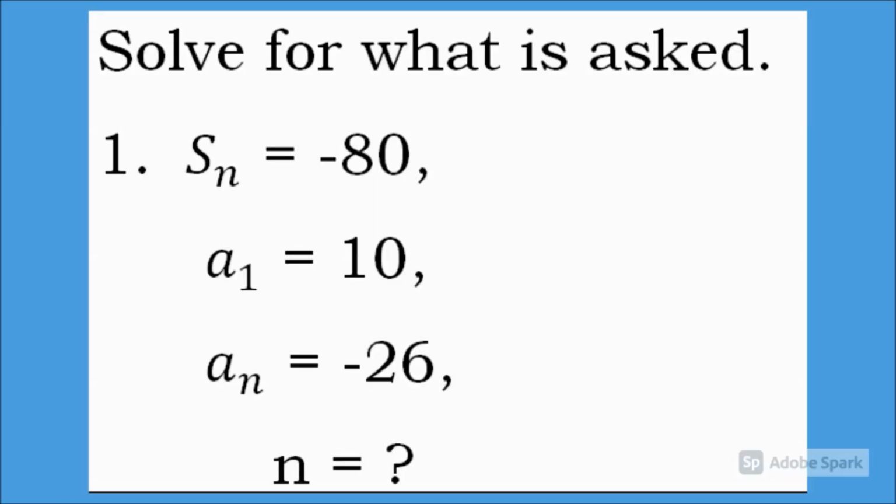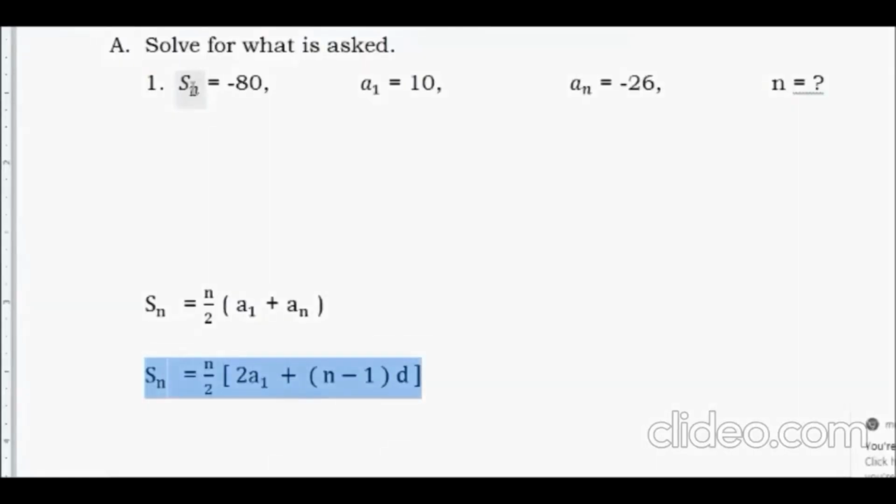Let us have this example. The given quantities are S sub n, which is equal to negative 80, A sub 1 equals 10, A sub n equals negative 26, and n is the quantity that is being asked in the problem.